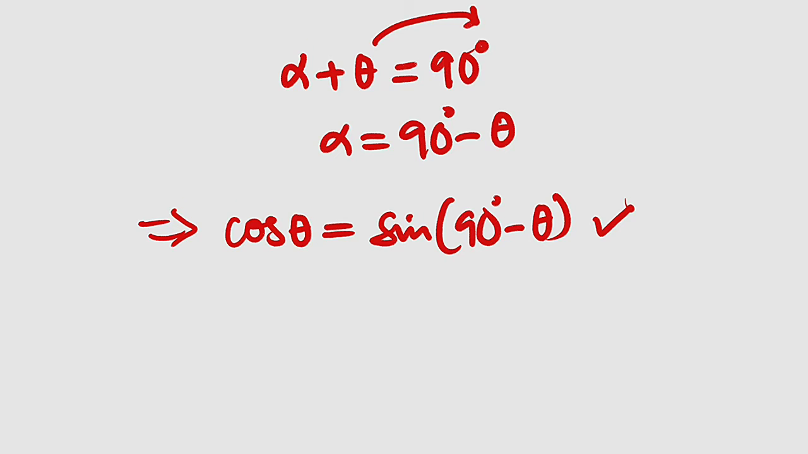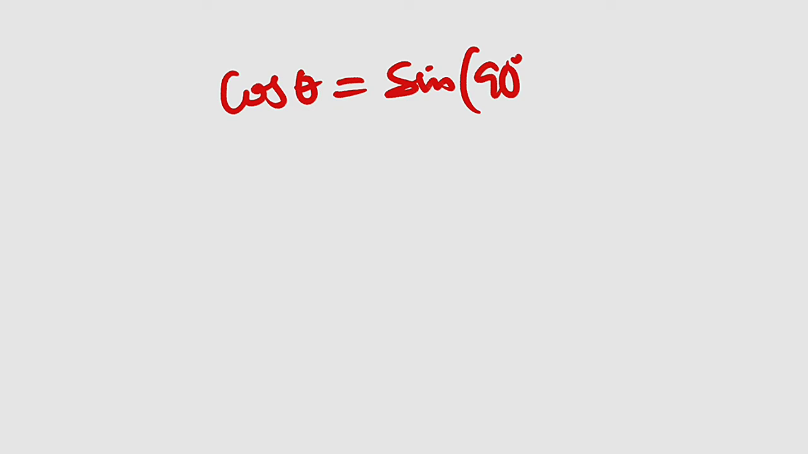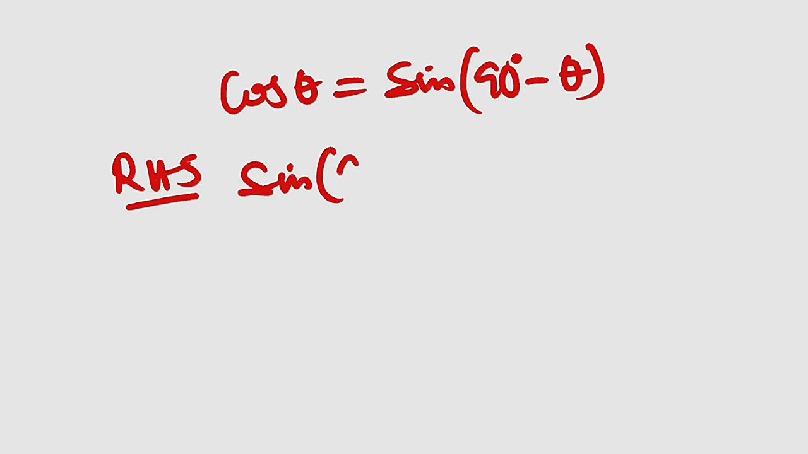The second approach is by the use of the double angle identity. We have to prove that cosine of theta is equal to sine of 90 degrees minus theta. So I would like to take the right hand side and show that it is equivalent to the left hand side. From the right hand side, we have sine of 90 degrees minus theta.